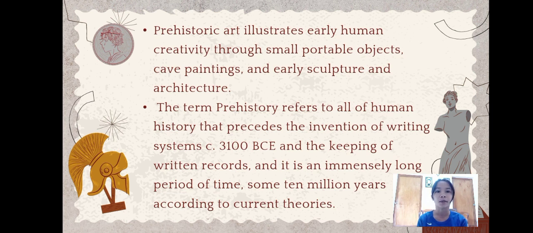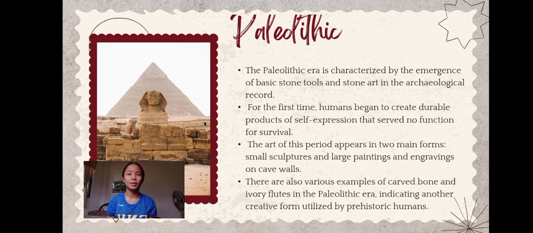The prehistoric period is divided into three parts of the Stone Age, which are Paleolithic, Mesolithic, and Neolithic. The art of the prehistoric Stone Age represents the first accomplishments in human creativity, preceding the invention of writing. So, the first era is the Paleolithic era. It is characterized by the emergence of basic stone tools and stone art in the archaeological record. For the first time, humans began to create durable products of self-expression that served no function for survival.